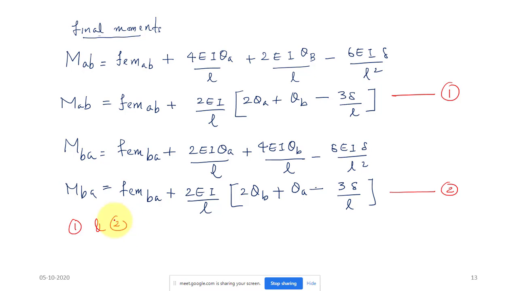These equations 1 and 2 are nothing but your slope deflection equations. This is your final equation for slope deflection. The relation between end moments and your slope and deflection is that equation. Equations 1 and 2 are known as the slope deflection equations.